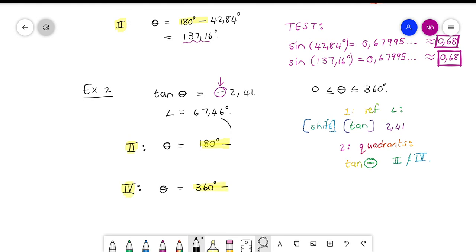And now you just put that acute angle in there. Okay, and you solve.